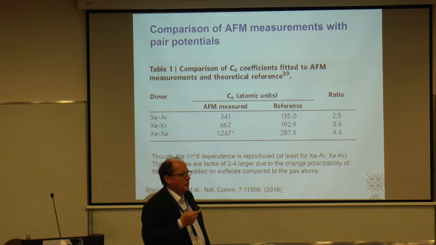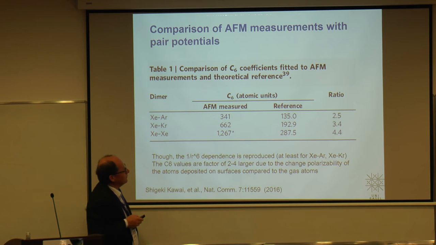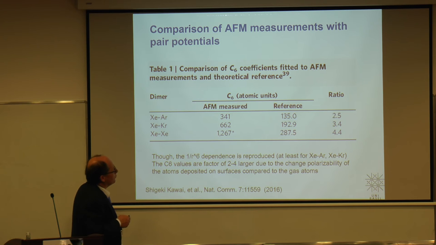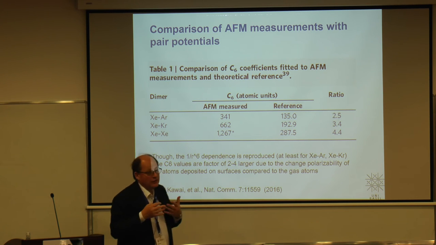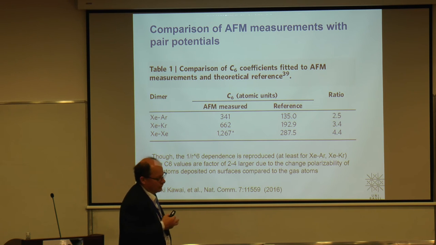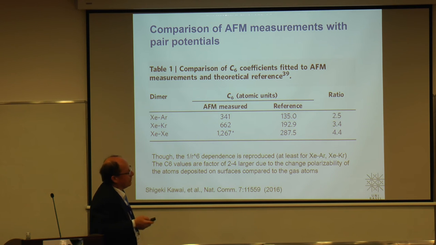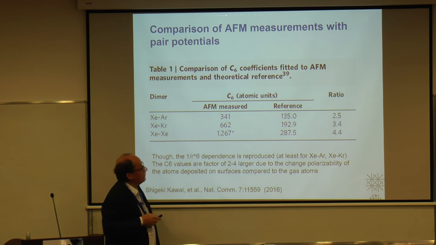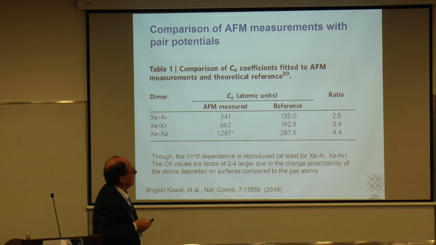So it means somehow this xenon or argon or krypton on the surface, they have a bit different polarizability. So they're possibly somehow changed by the interaction with the substrate. So they're not completely like a free atom. And so this gives you actually quite valuable information, that even the van der Waals forces are somehow changed by the presence of the surface.